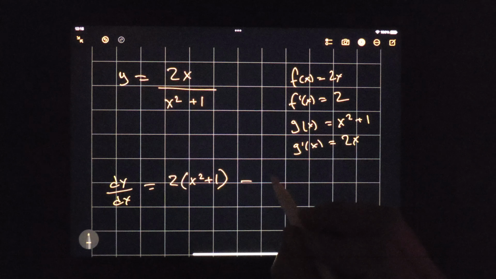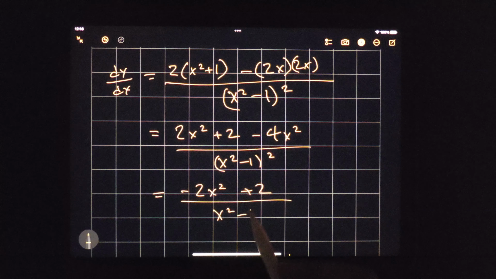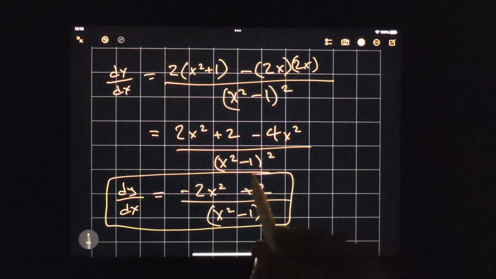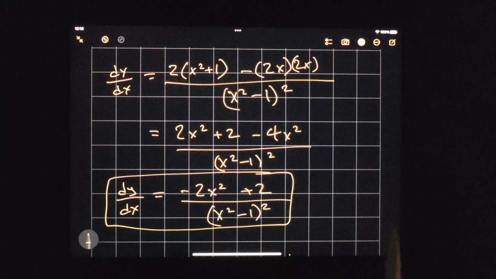And now we can just simplify that. Yeah, that'll be 2x squared plus 2 minus 4x squared, which will be negative 2x squared plus 2 over the denominator squared, and that's how easy calculus really is.